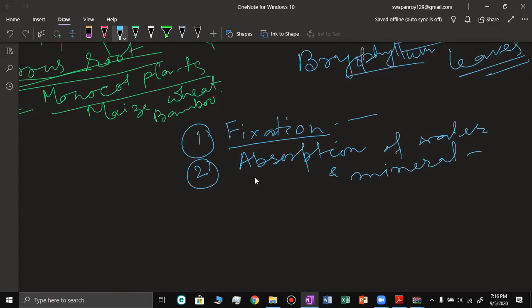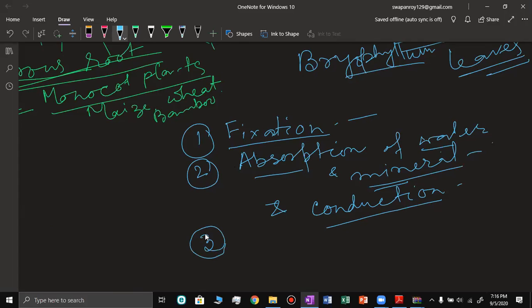Not only the absorption of water and minerals, their conduction also, conduction of those absorbed water and minerals. So they do fixation, absorption. Number three, they store food materials. That is, storage is another function, storage of food material.